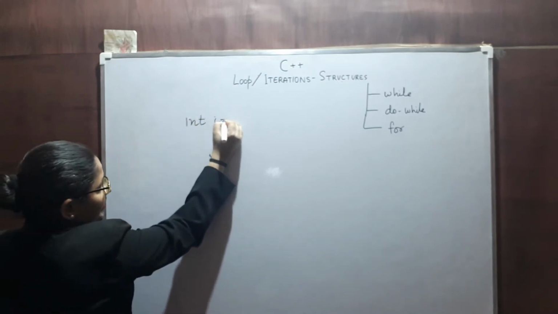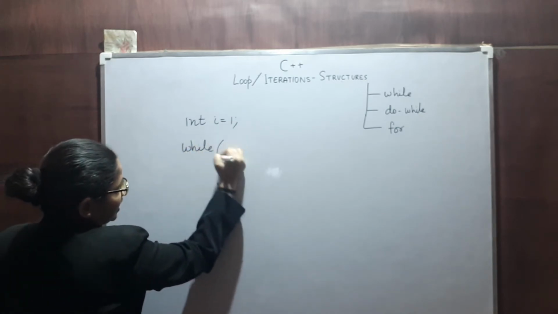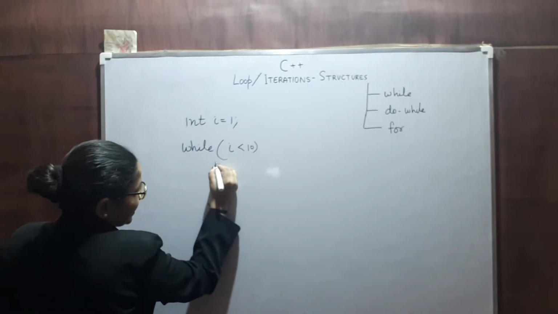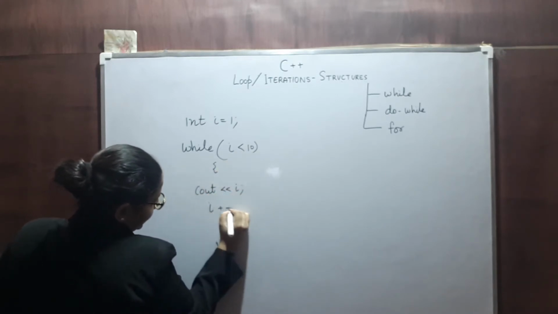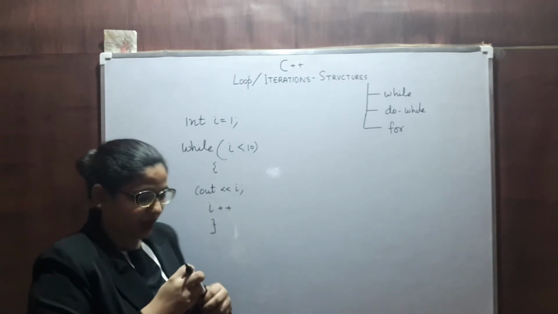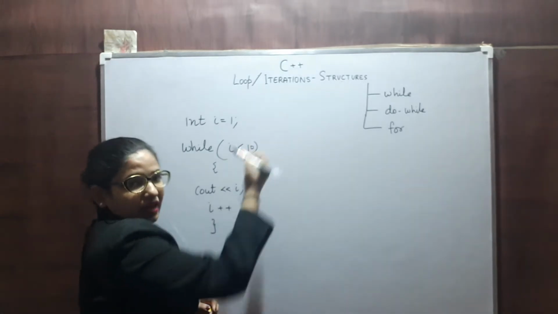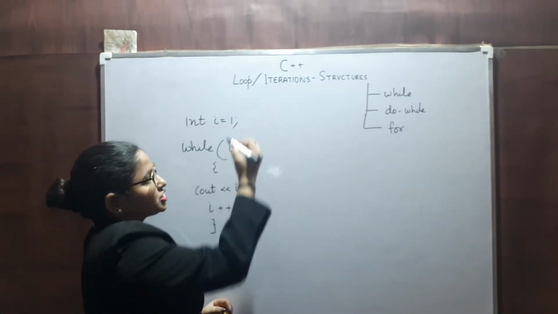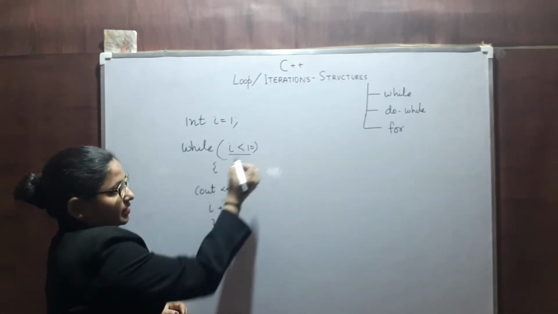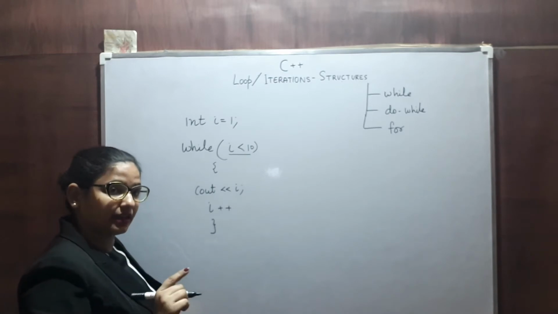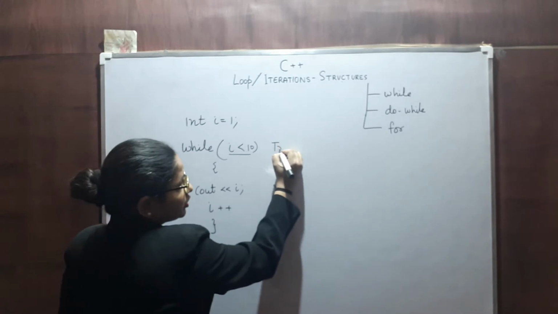int i = 1; while i is less than 10, cout i, i++, and the ending of your while block. So firstly we are declaring a variable i and initializing i with 1. Then we are checking the condition whether i is less than 10. So currently i is less than 10, so this expression is true.